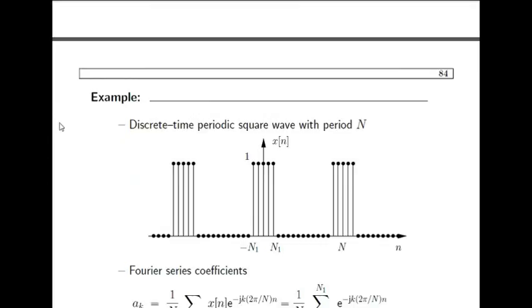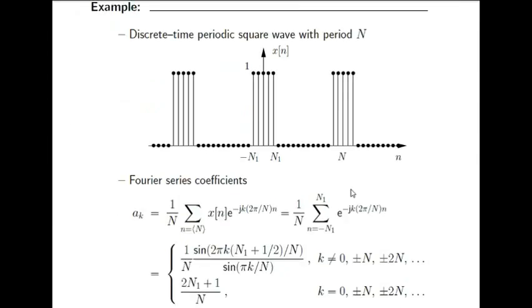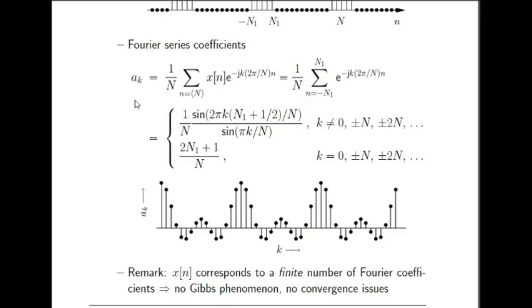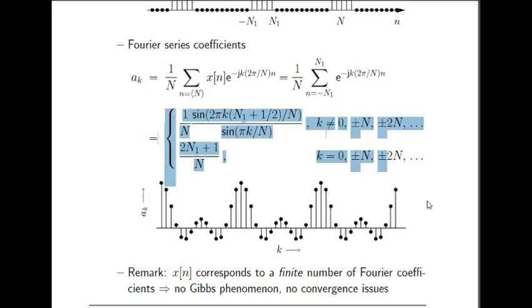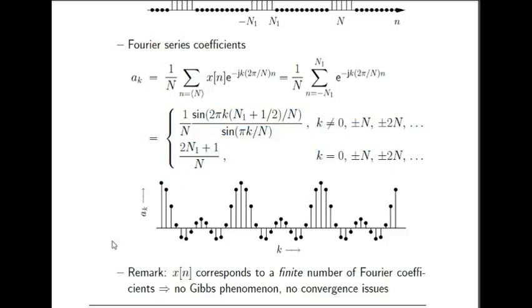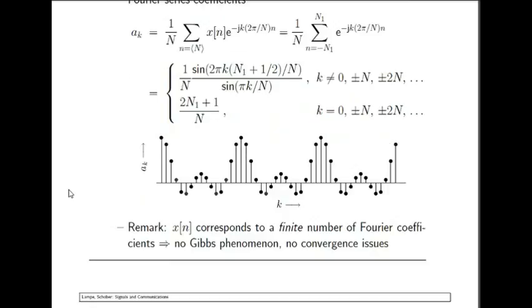Now let's move forward. So this is the example where the signal is defined between minus N1 and N1. The Fourier series representation a_k will be this, and you can go ahead and solve it. You'll get this result, and you can plot a_k with k. x of n corresponds already to a finite number of Fourier coefficients, so there is no Gibbs phenomenon in discrete time Fourier series and no convergence issues.